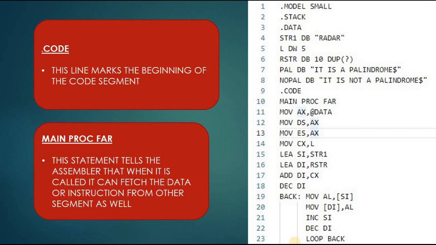In the code segment, the first statement is main proc far. This statement tells the assembler that when it is called, it can fetch the data or instructions from other segments as well. Here, instead of main proc far, we can also use main proc small, but that will not allow you to fetch the data from the other segments.